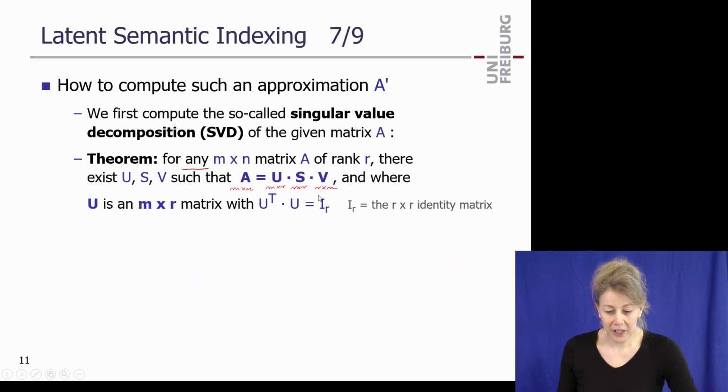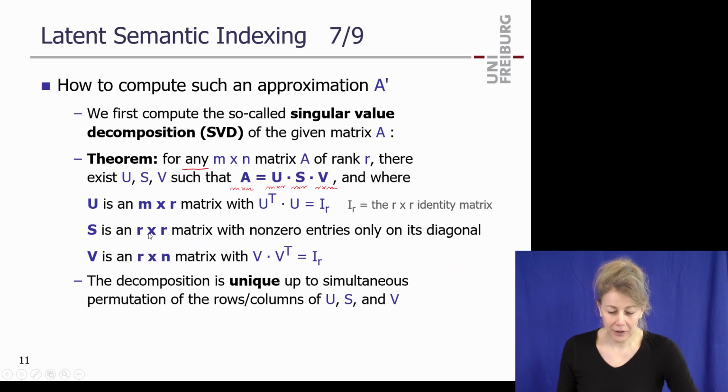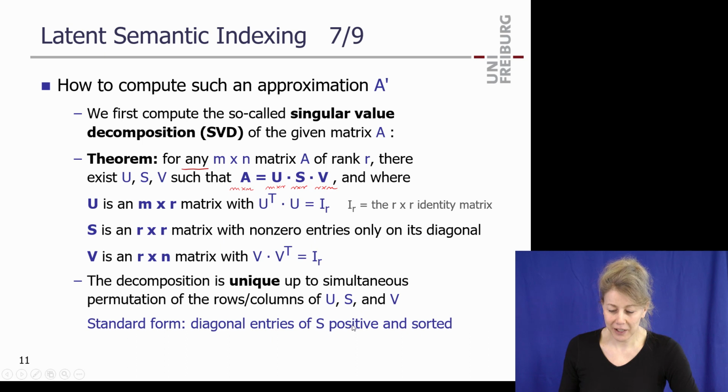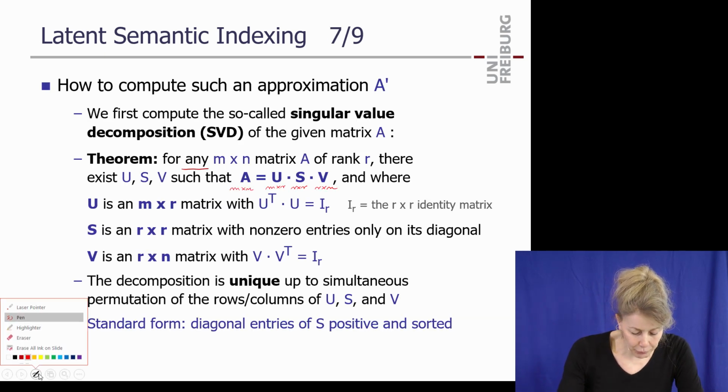But here there's a way to make it unique, namely these diagonal entries, you sort them in a particular way. We will see it in a second. You can make it so that they are positive, and then you sort them, largest first. I should maybe write that.